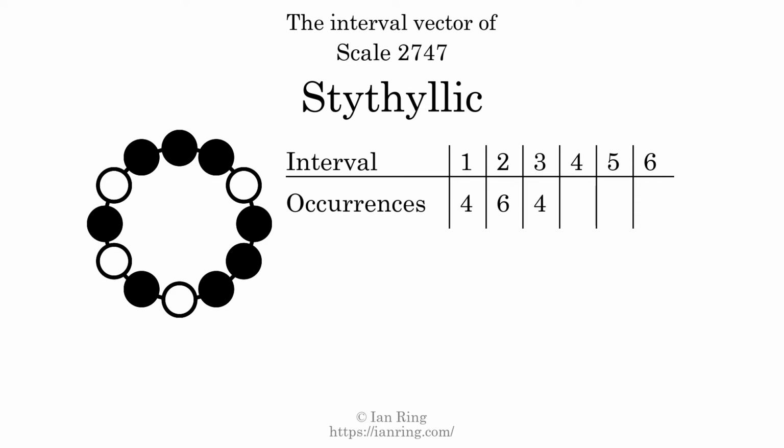There are 4 intervals with the size of 3 semitones. They are here, here, here, and here. There are 7 intervals with the size of 4 semitones. They are here, here, here, here, here, here, and here. There are 4 intervals with the size of 5 semitones. They are here, here, here, and here.